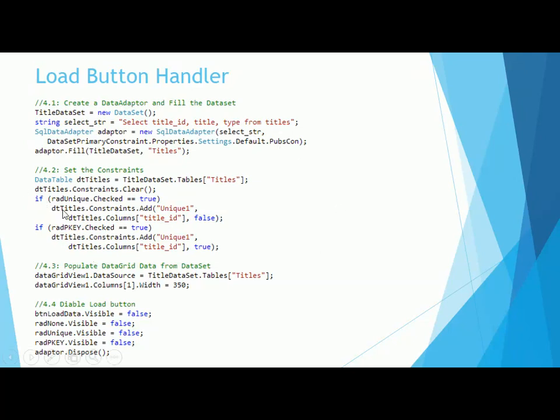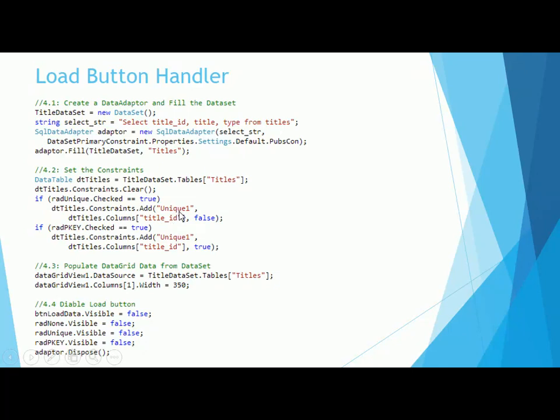Next, we are checking the radio box selection. For example, if the user checked the unique constraint radio box selection here, then we are creating a constraint. So we are using data table DT titles, then accessing the constraints collection, and making a call to add. So here we are adding a constraint. The constraint name is unique one, so that's the first parameter. In the second parameter, we are saying which column the constraint belongs to. So I'm using the data table, then the columns collection, and I'm saying title ID is the column, for which I want to apply the unique constraint.